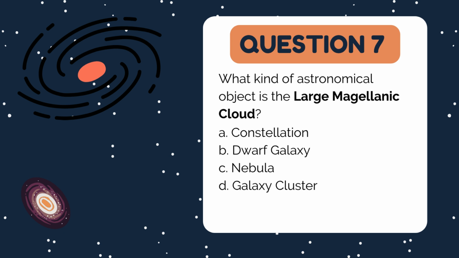Let's bring it a little closer to home, cosmically speaking. What kind of astronomical object is the Large Magellanic Cloud? A. Constellation, B. Dwarf galaxy, C. Nebula, D. Galaxy cluster.